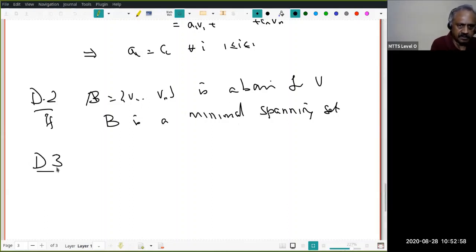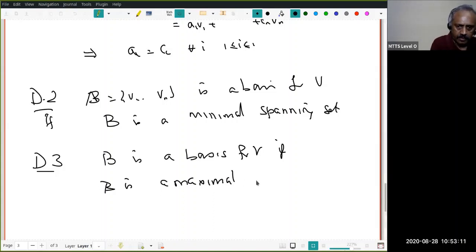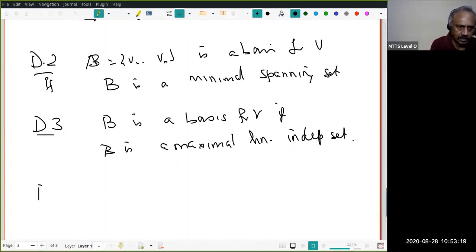And D3: B is a basis, with the same notation, if B is a maximal linearly independent set. This also we had understood. What is definition 4? It's a linearly independent set that is also maximal among linearly independent sets. What's the fourth one? The fourth one is that B is a spanning set and it's linearly independent.